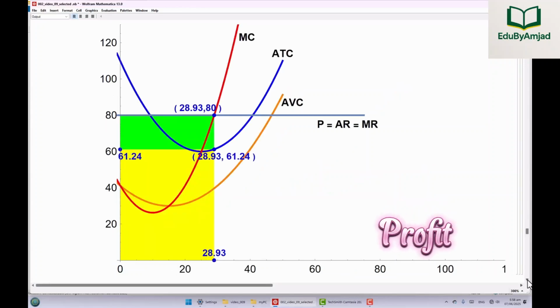Now we look at total profit calculations. In this diagram, the price level is 80. It crosses average total cost above its minimum point. The point of equilibrium is where marginal cost intersects marginal revenue. The coordinates are 28.93 and 80. This is the equilibrium quantity-price pair.